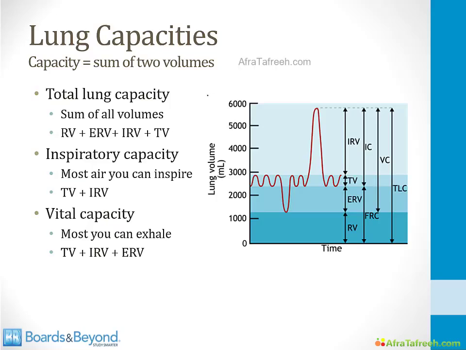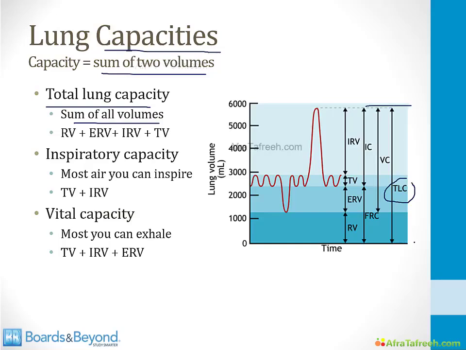In pulmonary physiology, we also talk a lot about lung capacities. A capacity is a sum of 2 or more volumes. The first capacity that's important is the total lung capacity. This is the sum of all the volumes. So if you look at this graph now, which I've expanded to show the capacities, this is the total lung capacity, and that's that number of about 6 liters that I told you before. This number includes the residual volume, the expiratory and inspiratory reserve volumes, and the tidal volume. The inspiratory capacity is the most air that you can inspire, so this is the tidal volume, the air that you would inspire with a quiet breath, plus the inspiratory reserve volume, the air that you would inspire if you put more force into it.